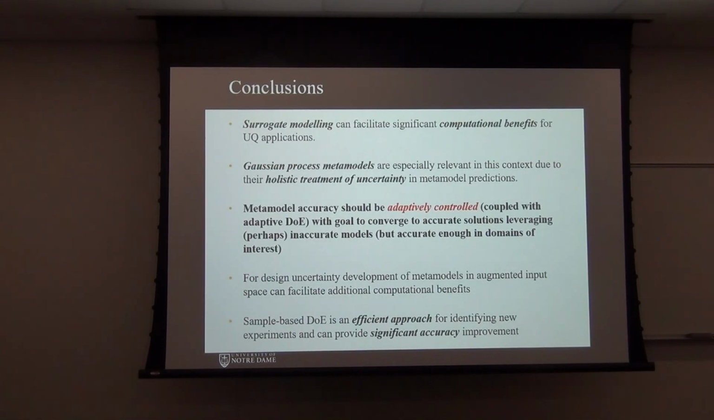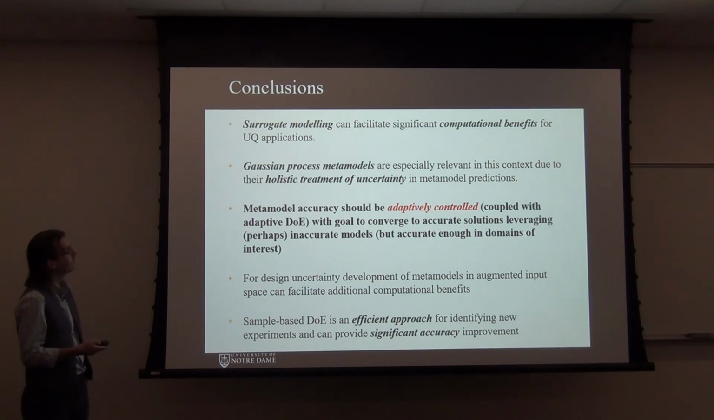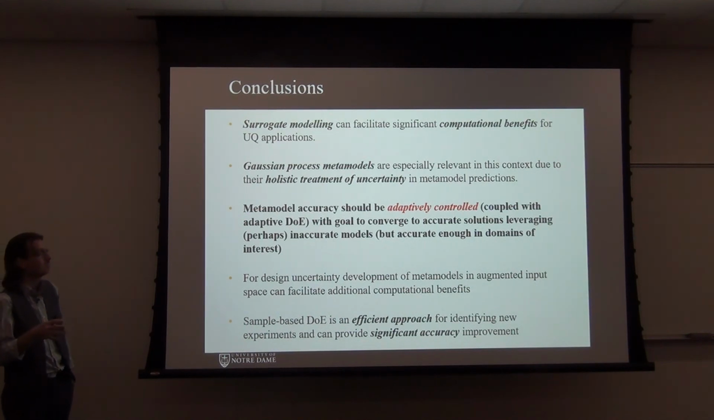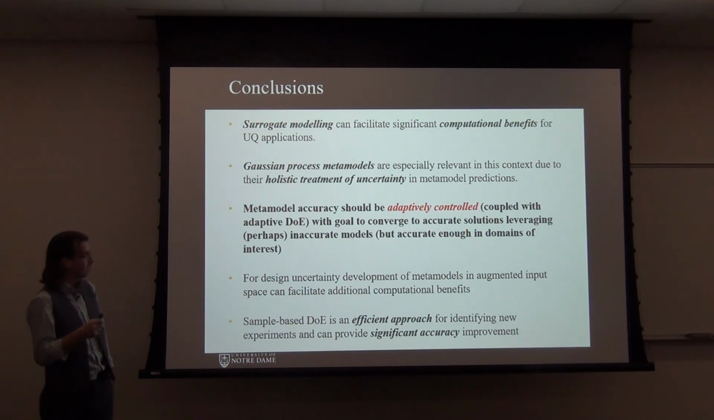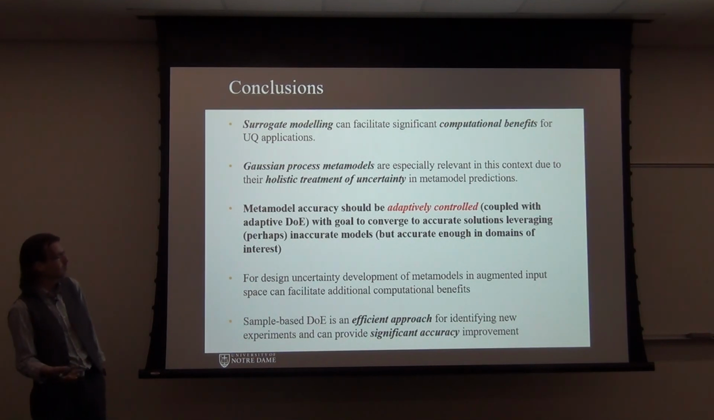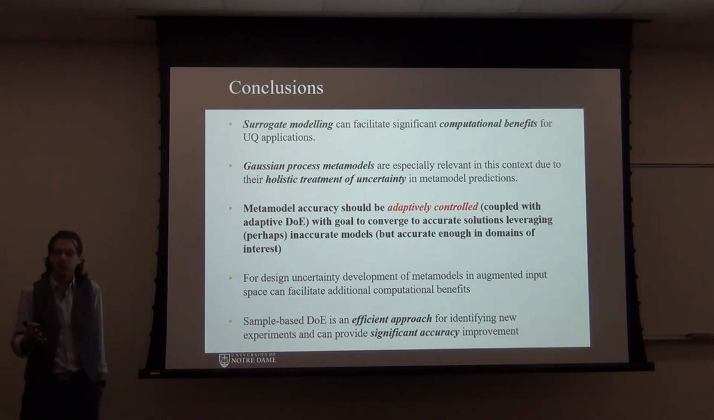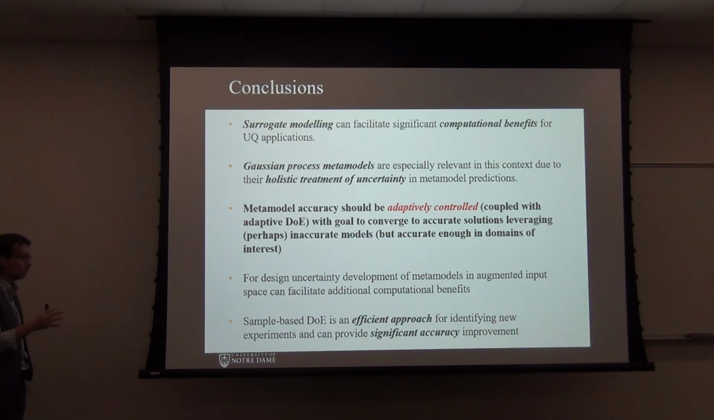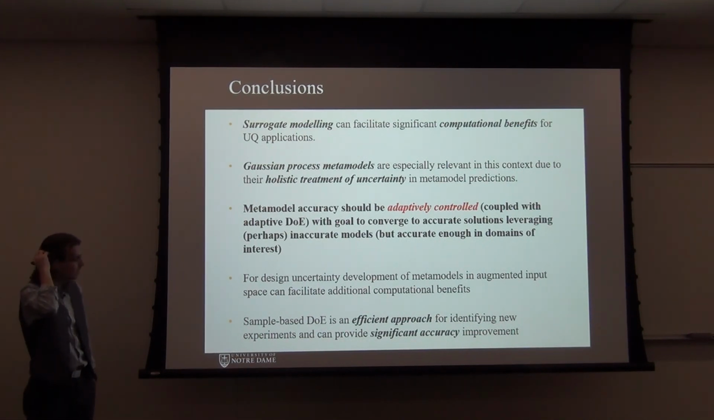So, these are the conclusions. In this talk, we talked about iterative implementation of surrogate modeling, and we saw that it can facilitate significant computational benefits for UQ applications. Gaussian process metamodels are especially relevant due to the holistic treatment of the uncertainty that comes from the metamodel predictions. It's very important to adaptively control the metamodel accuracy with a goal to converge to accurate solutions, leveraging perhaps inaccurate metamodels, and especially we can do this within an iterative implementation.